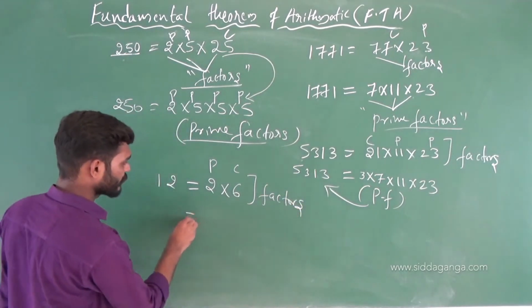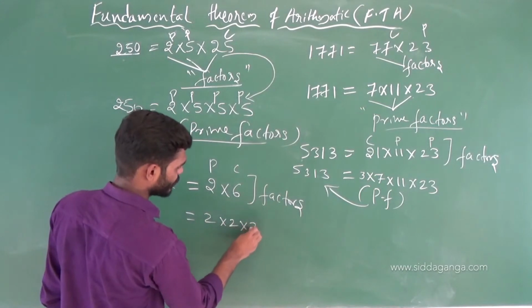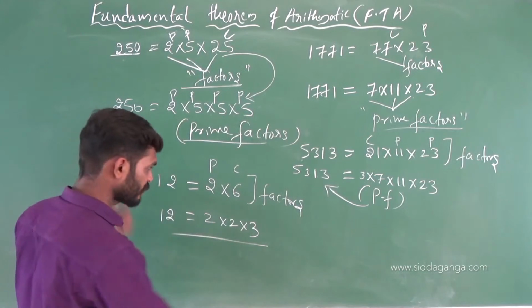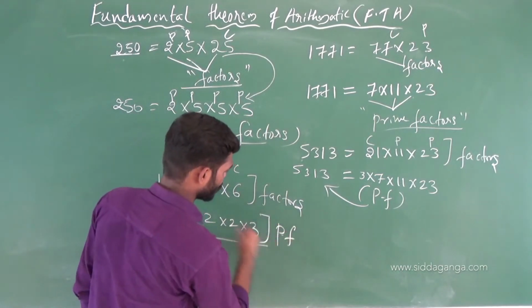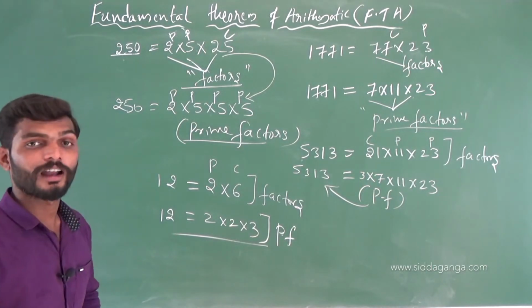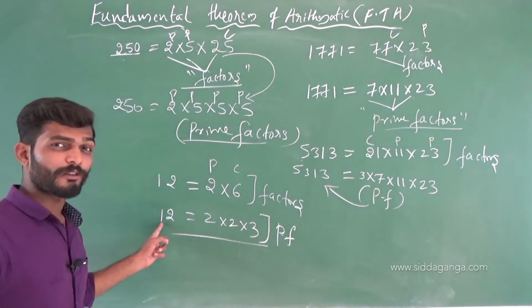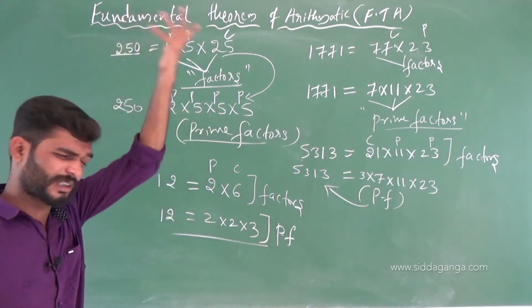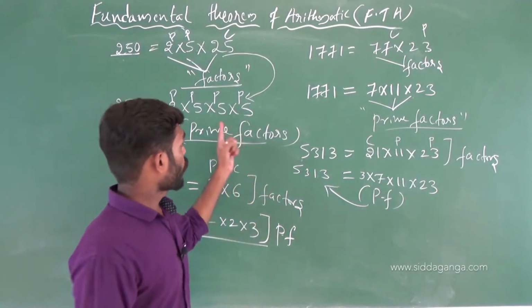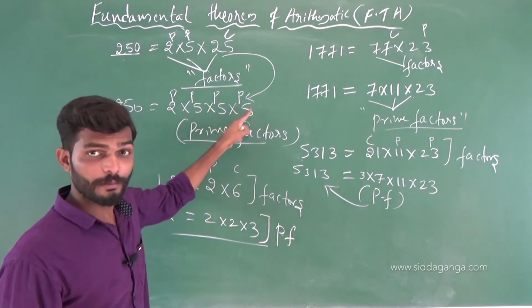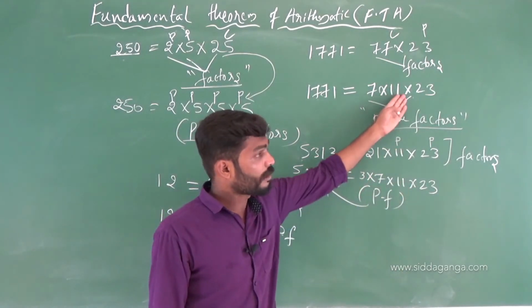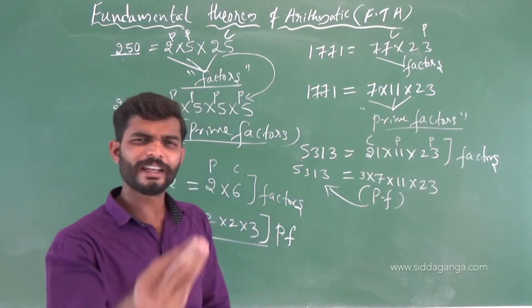Now what if I write like this, 2 into 2 into 3, 12. Now tell me, what are these? These are the prime factors of 12, right? Prime factors of 12. Now, any composite number, whether it is small or big or the biggest of biggest, it can be expressed as a product of prime numbers.